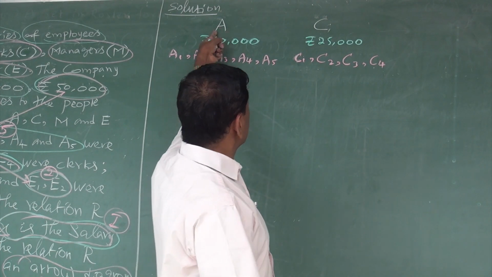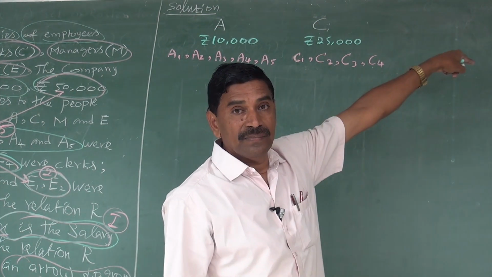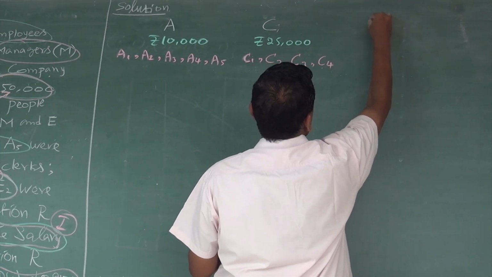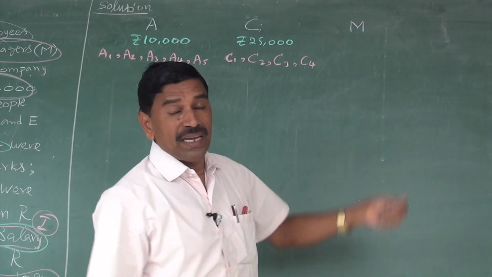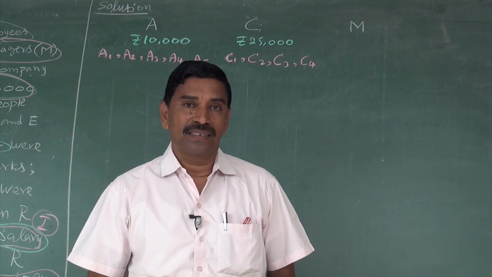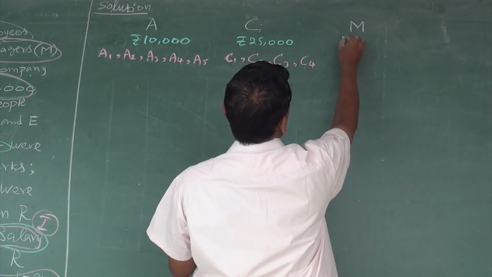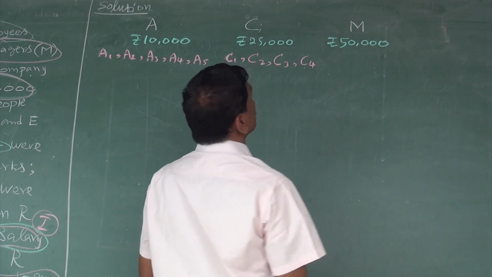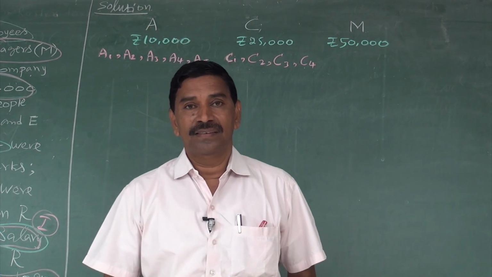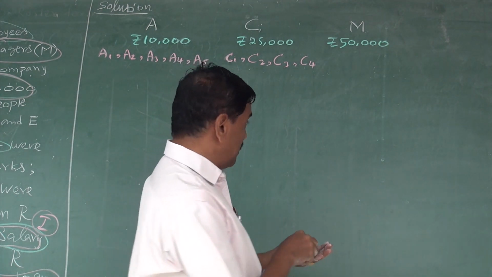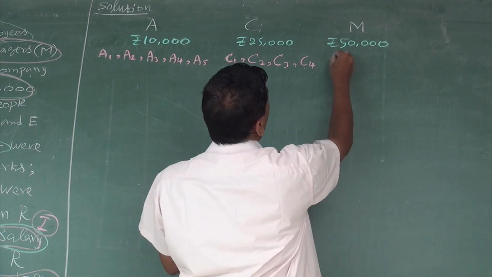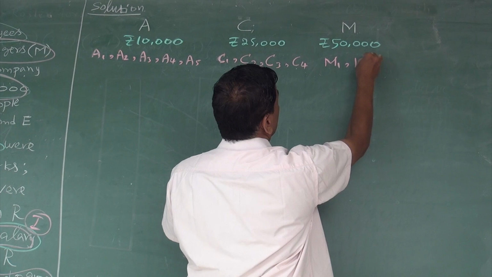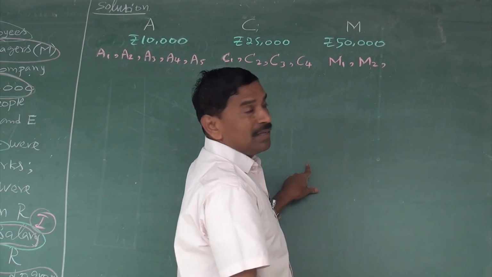Next, after assistants and clerks, yes, managers. Each manager can get how much salary? Yes, each manager can get rupees 50,000. How many managers are there? Yes, good. There are 3 managers, namely M1, M2, M3.